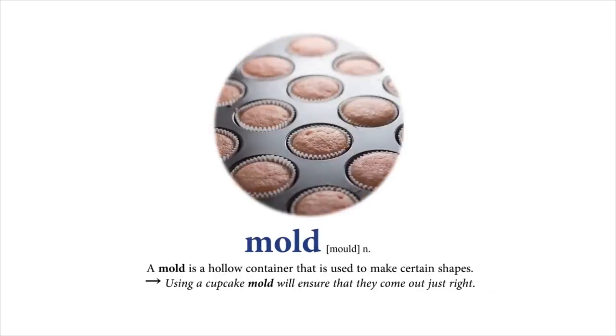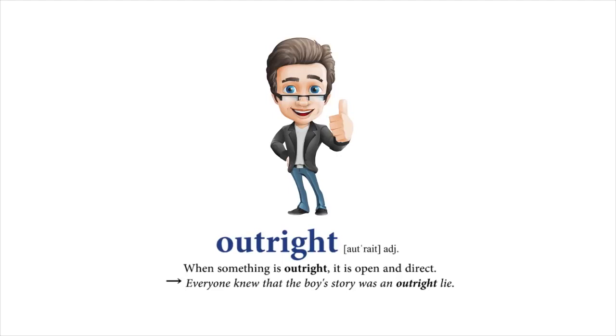Mold. A mold is a hollow container that is used to make certain shapes. Using a cupcake mold will ensure that they come out just right. Outright. When something is outright, it is open and direct. Everyone knew that the boy's story was an outright lie.